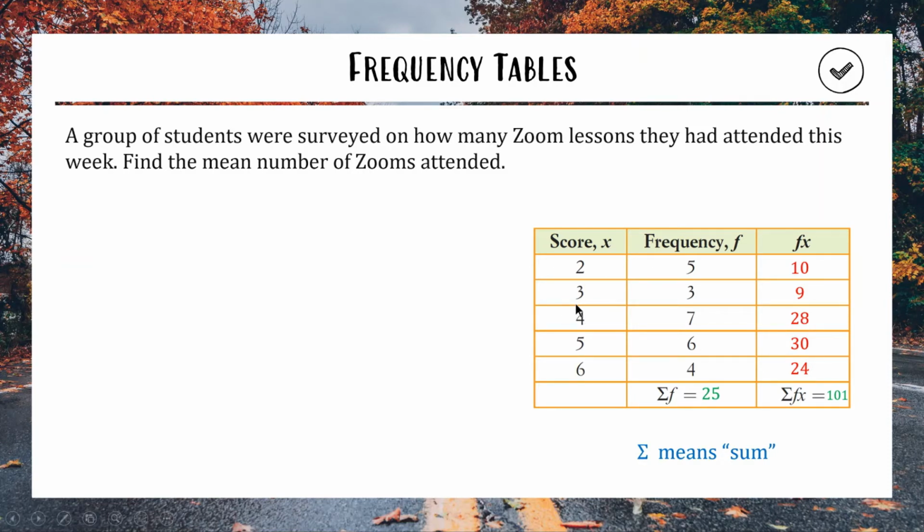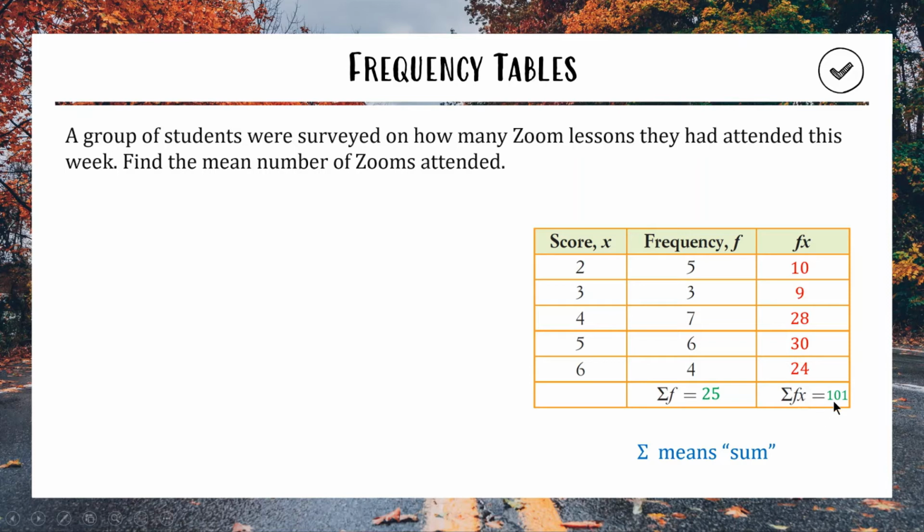Okay, we don't want to add up a 4 7 times when we can just do 4 lots of 7 is 28, and there is the total of the 4s. Okay, what this means is that the total of the fx column, the 101, that is always going to be the sum of every single one of your scores in the data set.